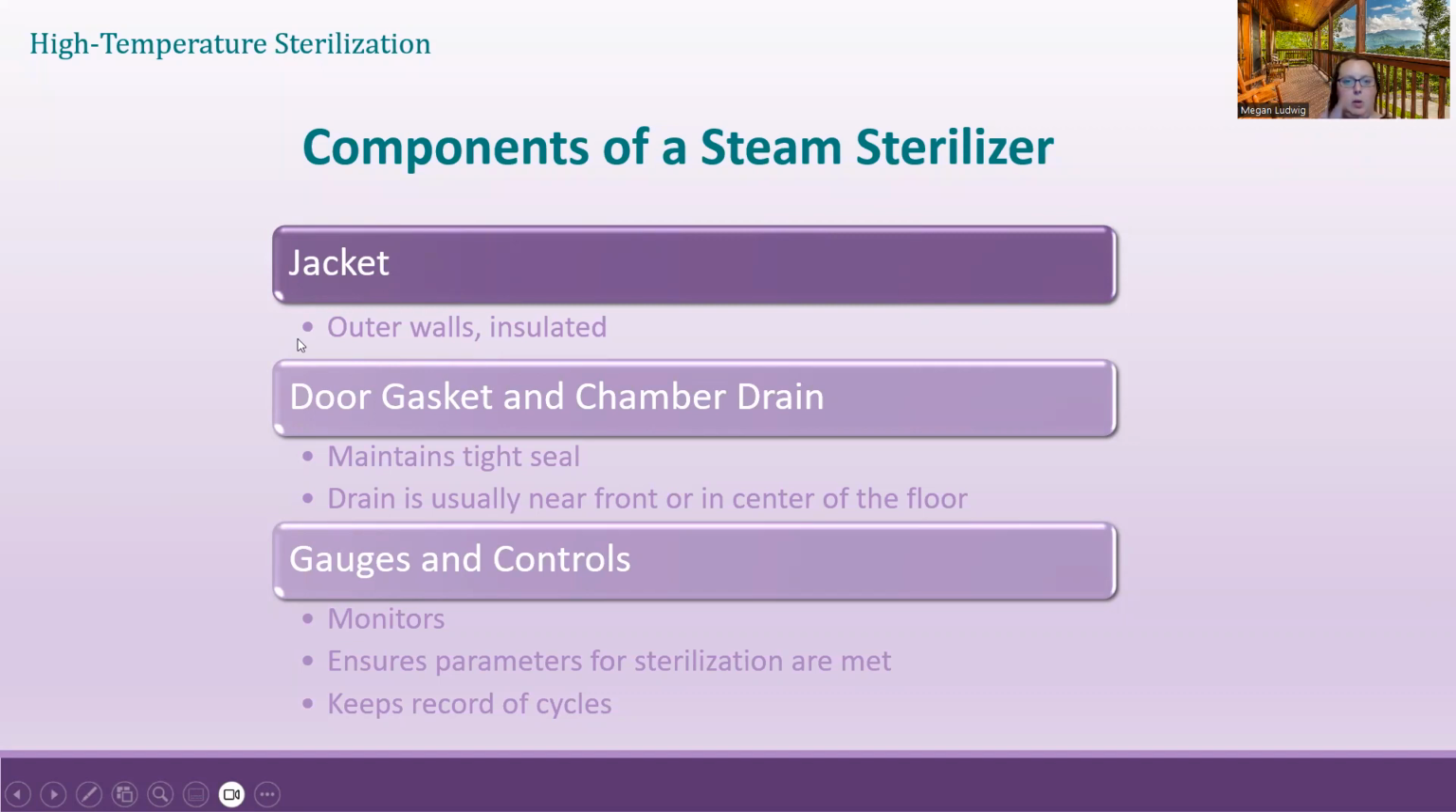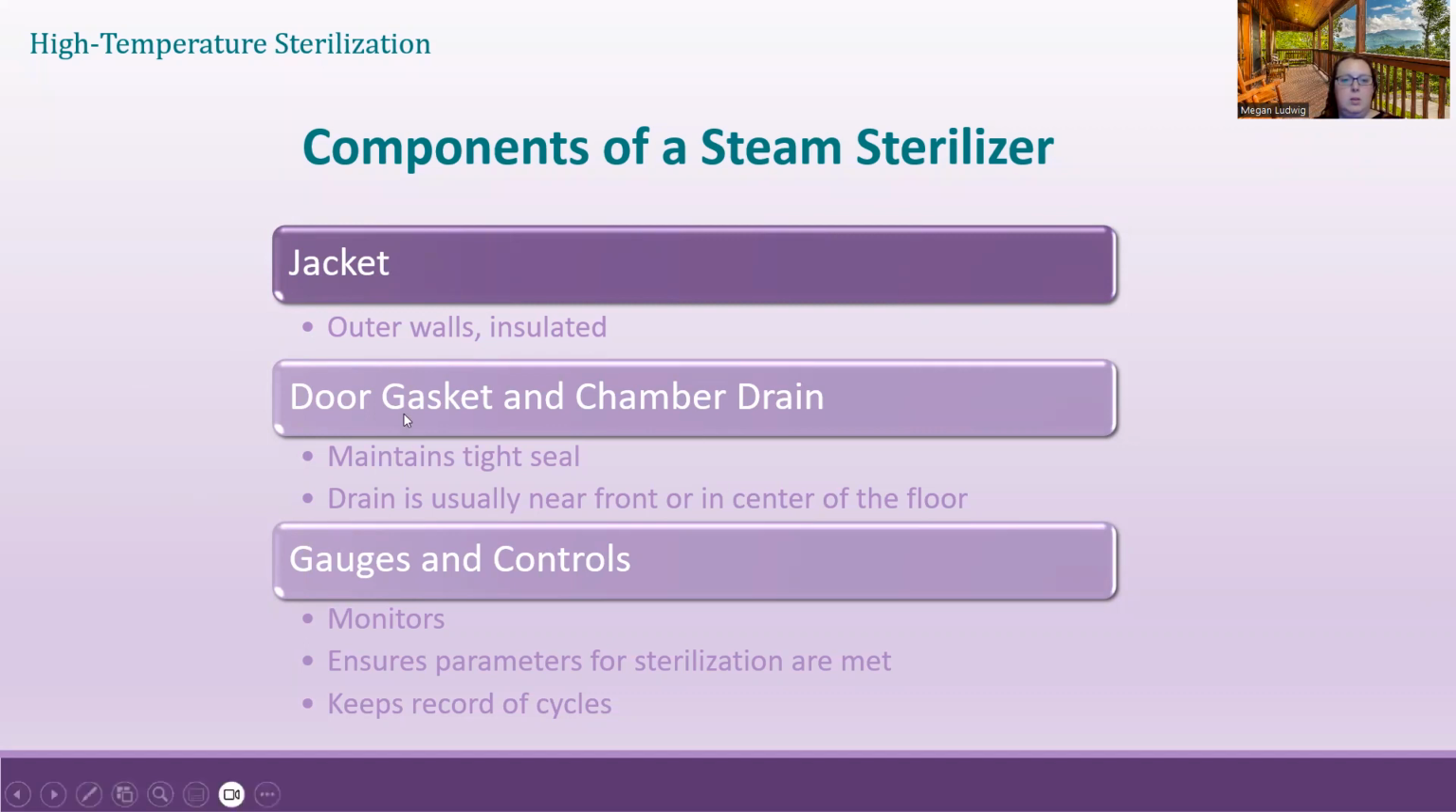So the jacket is the outer part. Okay, it is insulated. Everything else is inside of it, basically. It's where you'll put the instruments inside the jacket. The door gasket is on the front. That's what you open and close. It is sealed around the edges. When you shut it, it has a nice tight seal.